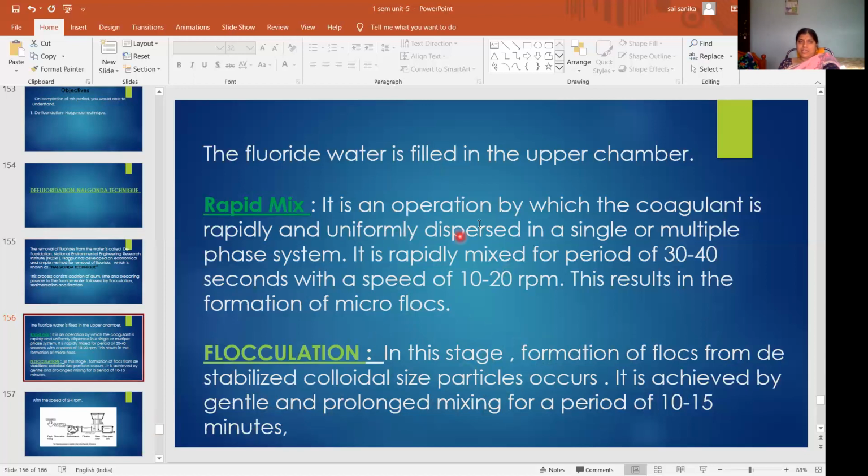So what we are doing here, we are doing rapid mix, very fast, and the rotations are at very high speed. Here it is very slow and prolonged mixing for a period of 10 to 15 minutes. So what you are getting is flocs, from destabilized colloidal size particles. Okay. So this is called flocculation.